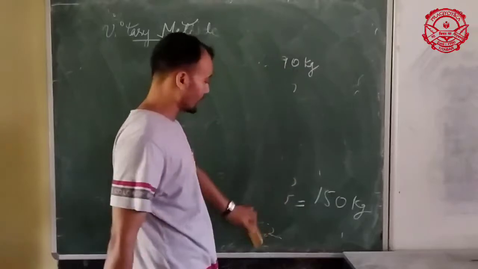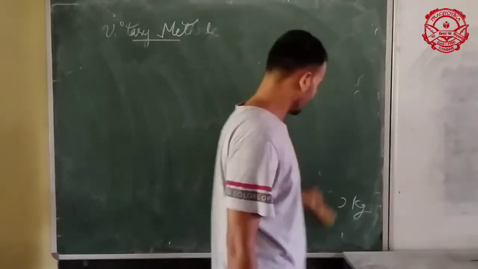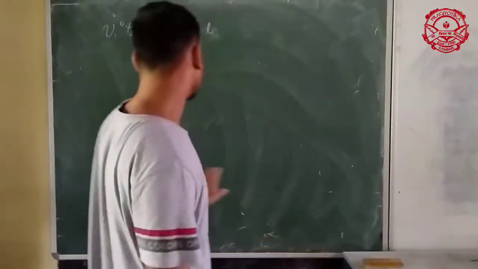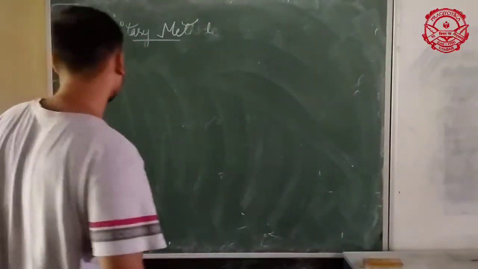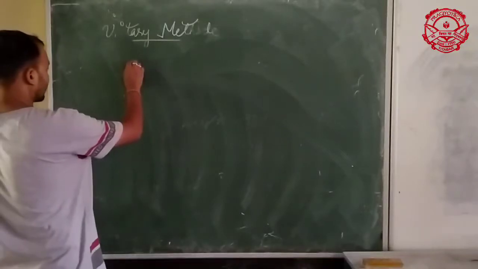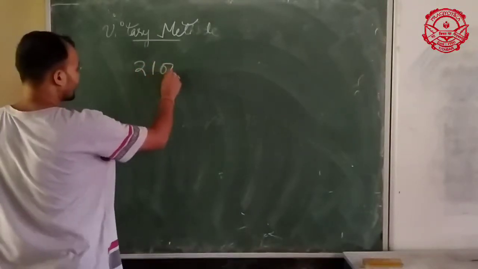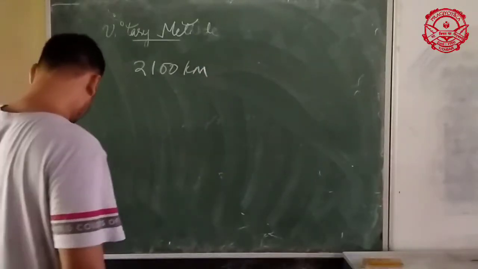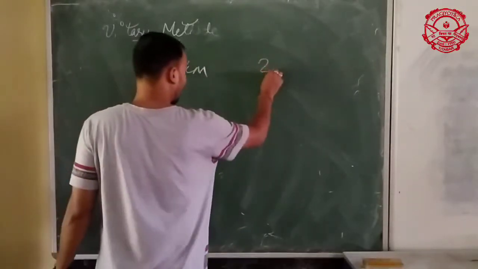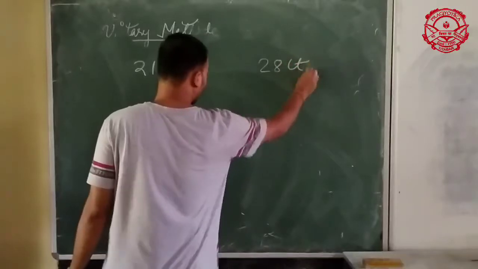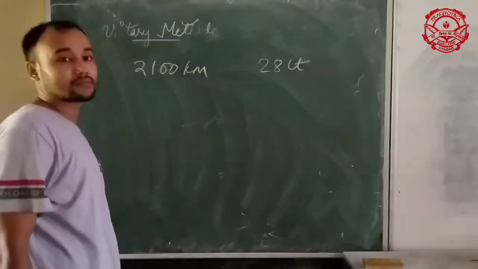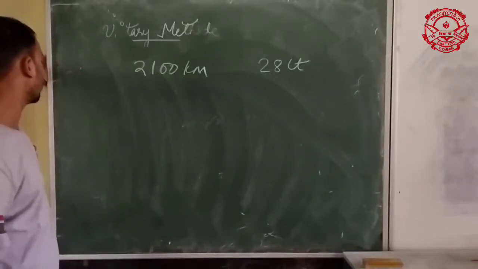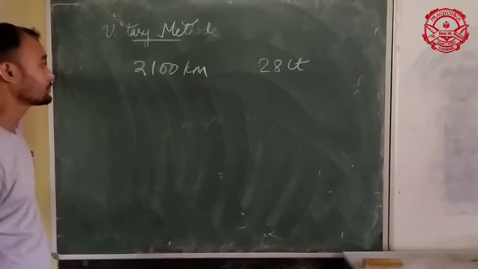A particular person went in a ride. He was taking the scooter as his riding partner. Now he traveled 2100 kilometers, and the scooter consumed 28 liters of petrol. Okay, the petrol is rising its price to a higher level these days.